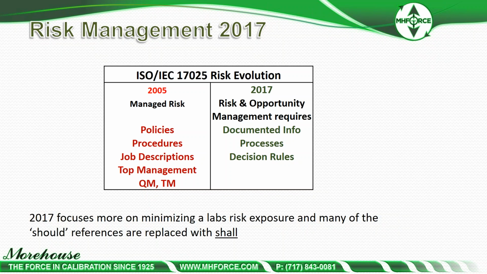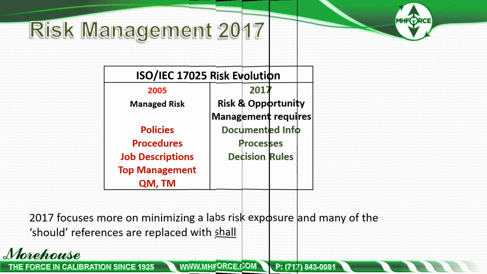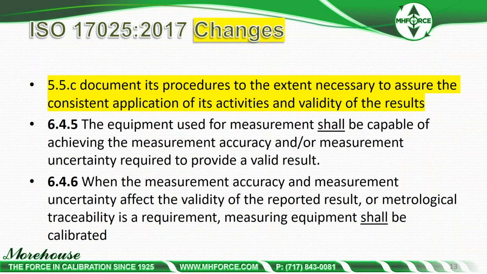And what they did in 2017 is they took away a lot of the "should" references and replaced them with "shall," and you'll see that. I'm going to go through some examples of things that have changed or things that are new. So there's 5.5.c: document its procedures to the extent necessary to assure the consistent application of its activities and validity of the results. That one is a new statement.